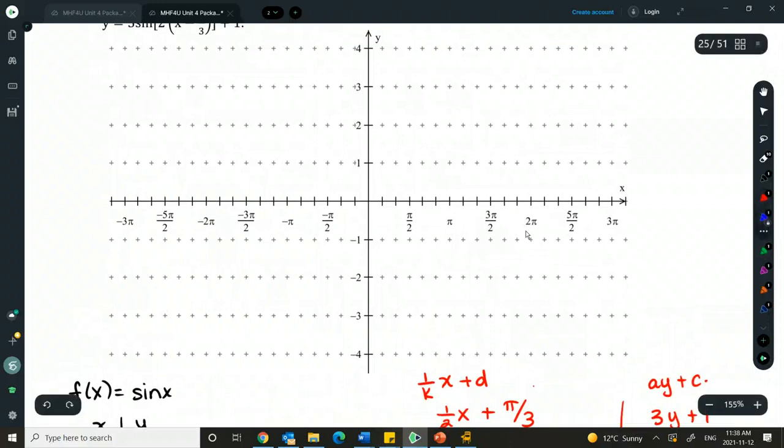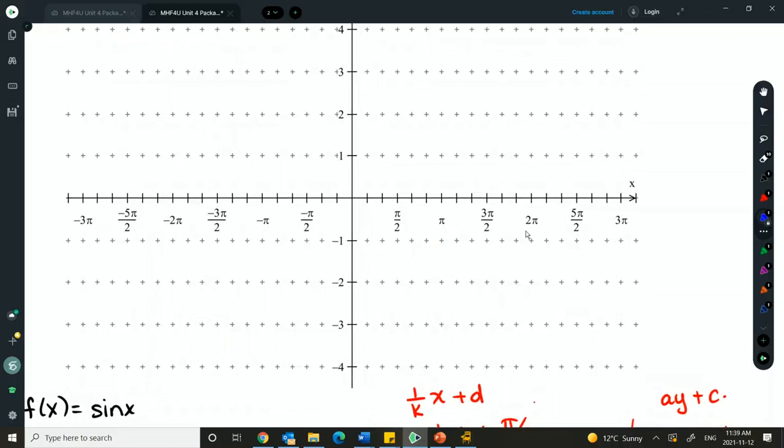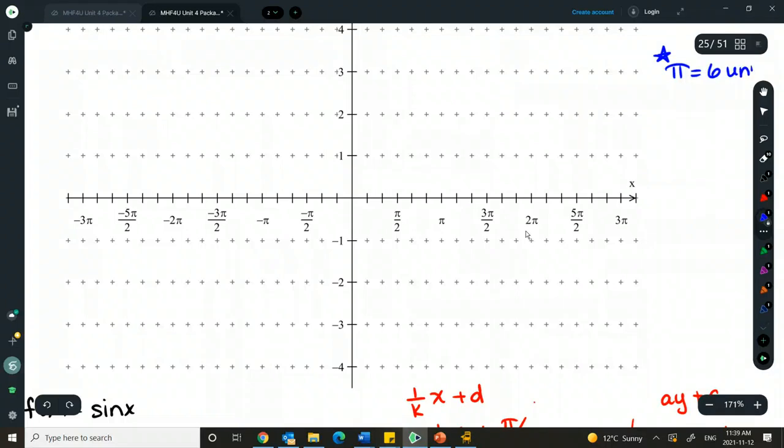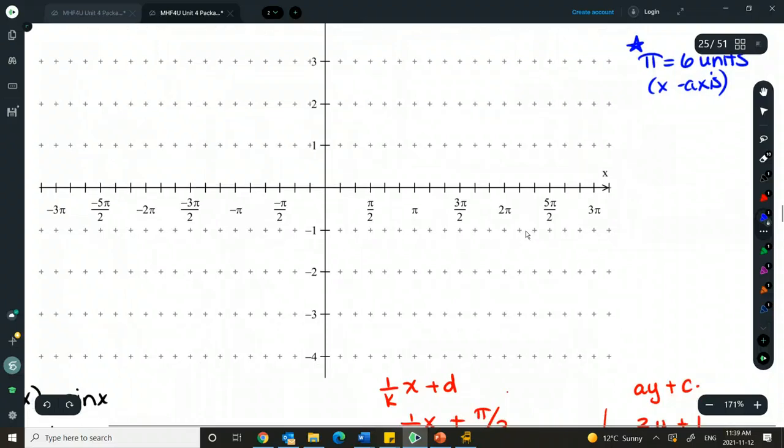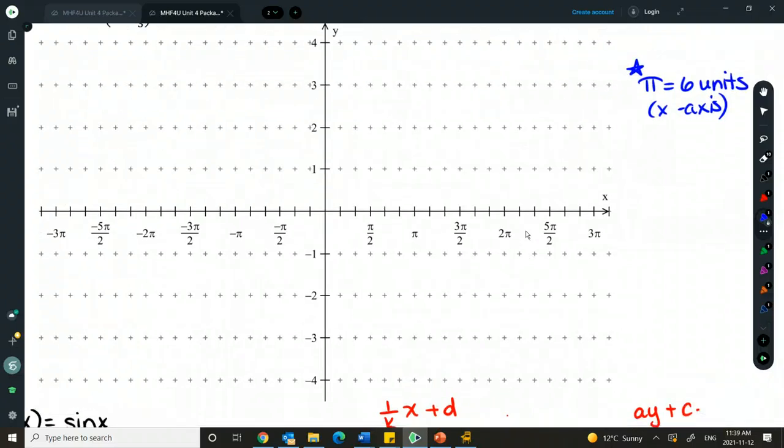The trick is, the key here really is, how many units on the x-axis is pi? If we look at this graph, how many units do we have to count over to get to pi? 6. So 1, 2, 3, 4, 5, 6. This is the key. If I can figure out what pi is on my scale, I can figure out where to place any of the other ones. So key relationship is that pi equals 6 units on the x-axis. Okay, we can also visually see here that pi over 2 is 3 units, so we can see that.